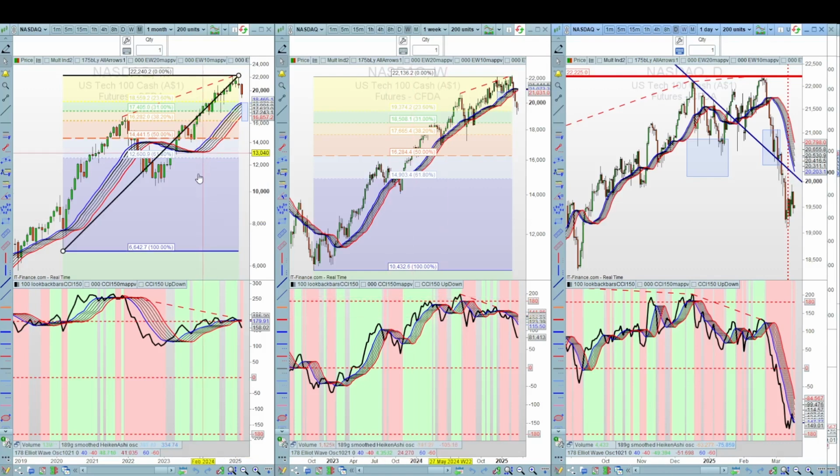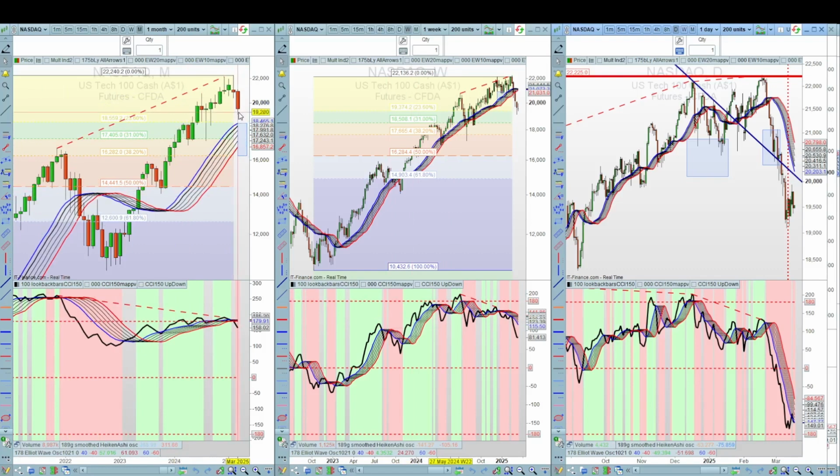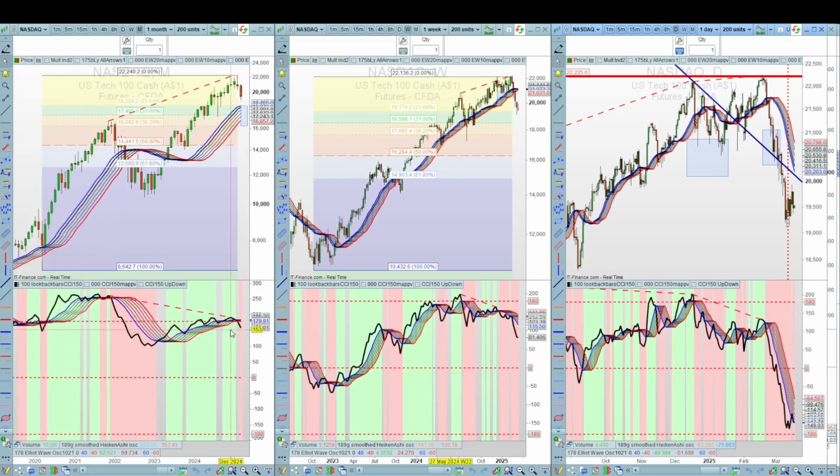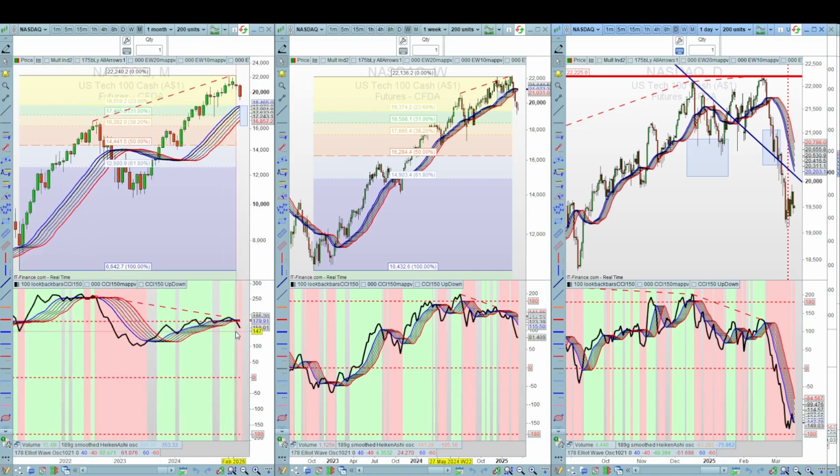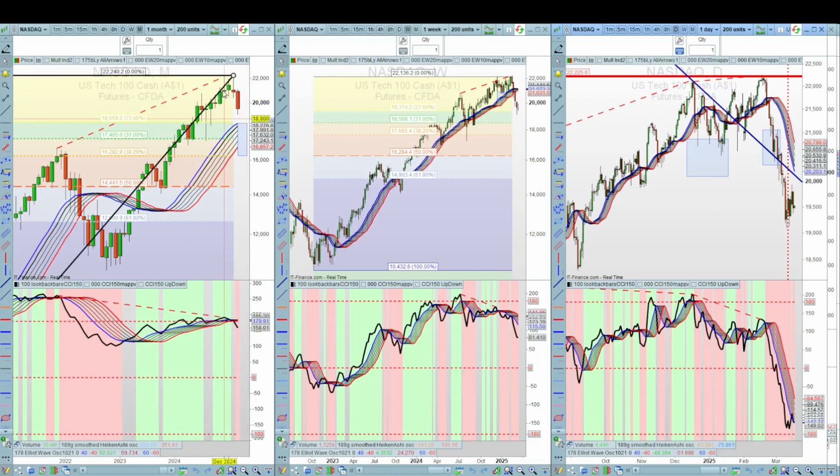This is the monthly. You can see there I've drawn a Fibonacci already. It hasn't quite reached the target range yet, the 23-38% level. But again, similar to the S&P, the CCI is broken below that moving average, a very narrow moving average, and the price is still above the moving averages. So turning bearish, although the price is still somewhat bullish.